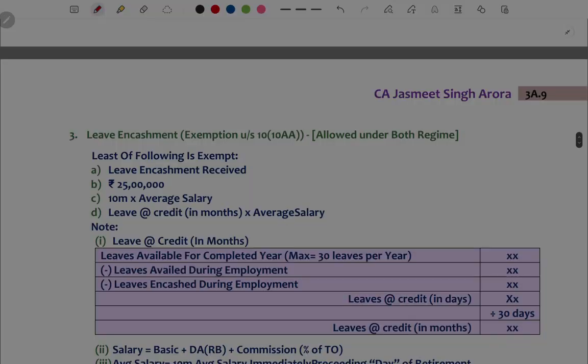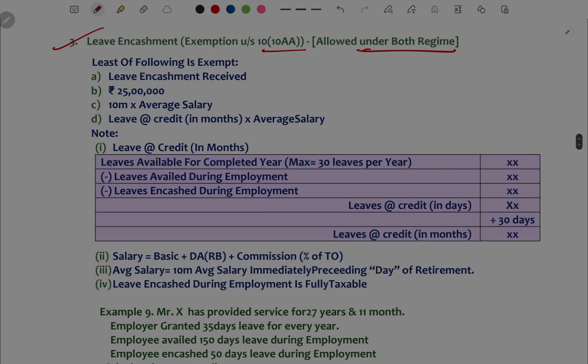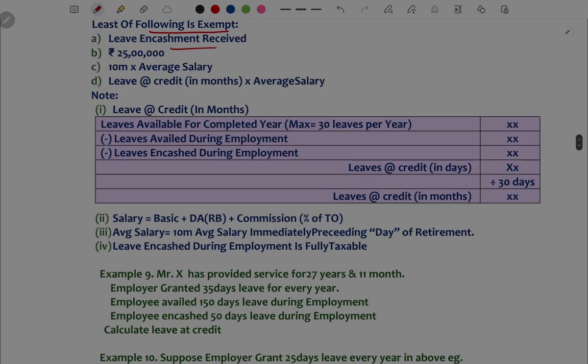And yeah, then it's a leave encashment exemption under 10AA and under both regimes. Here also, retirement benefits are usually allowed under both regimes. Leave encashment received is exempt to the following extent. Then what? Leave encashment received. What you have received as leave encashment?